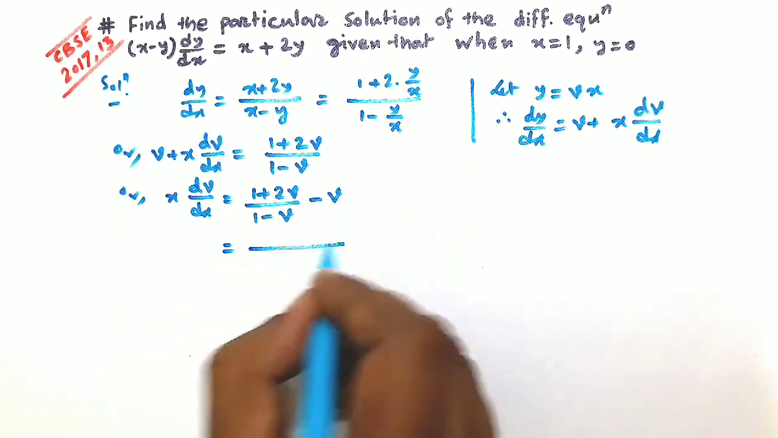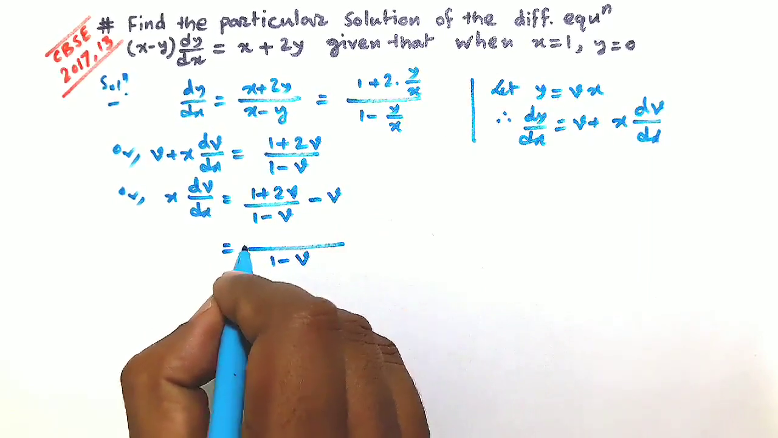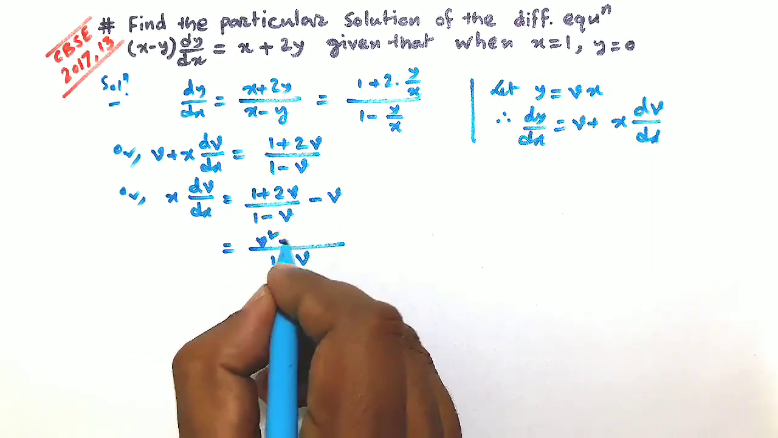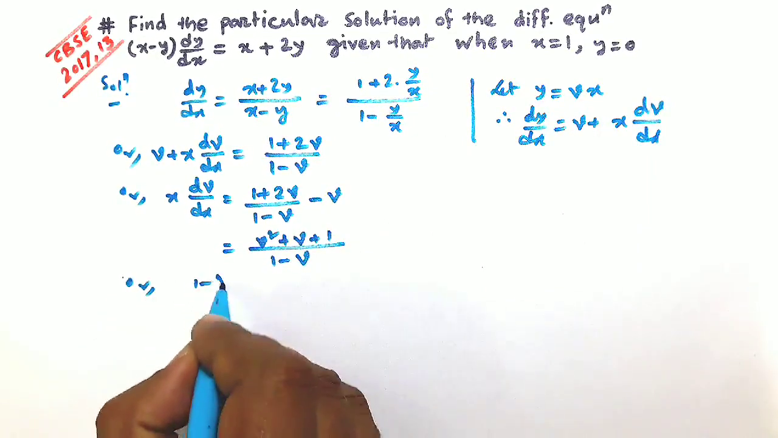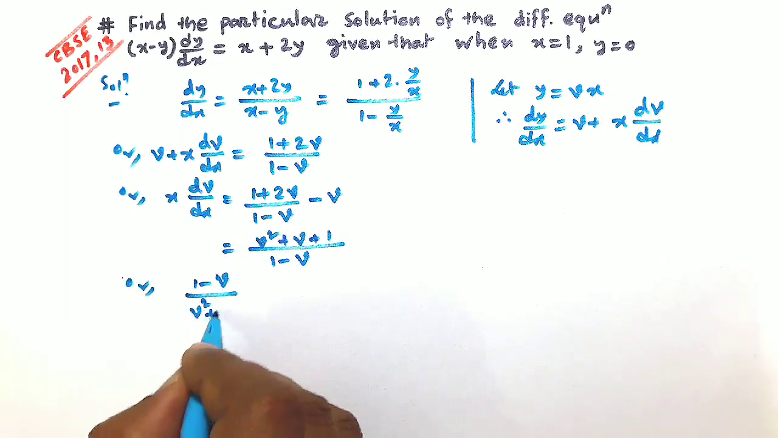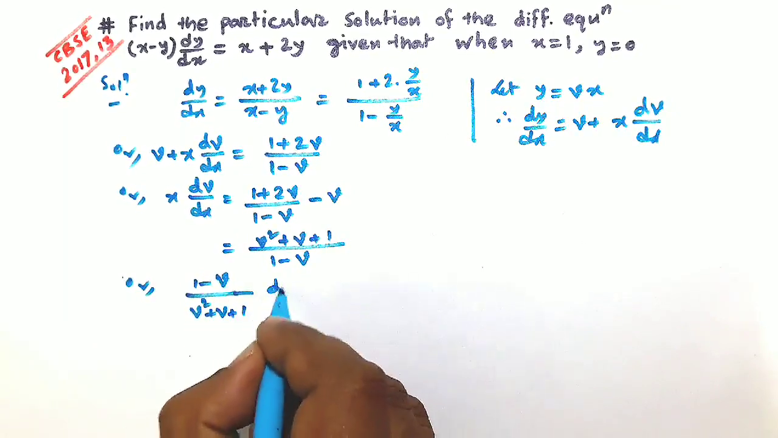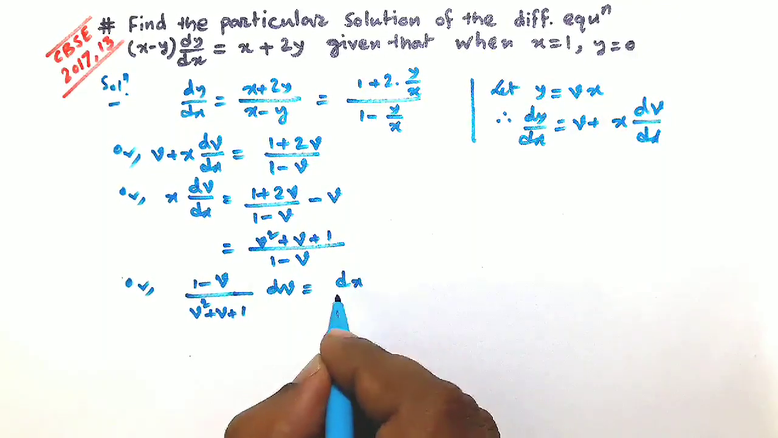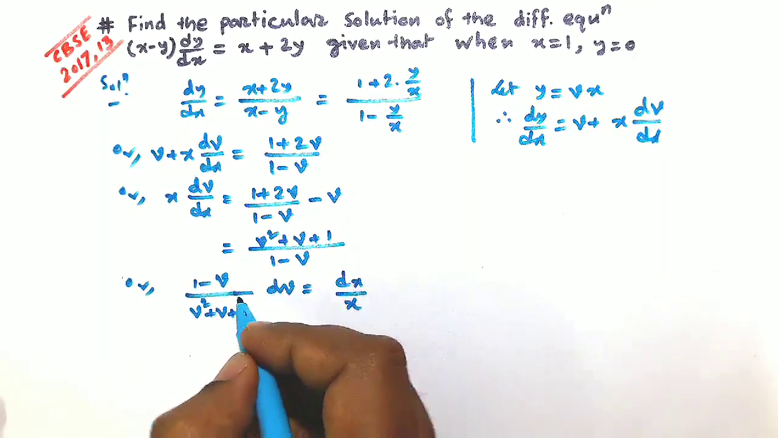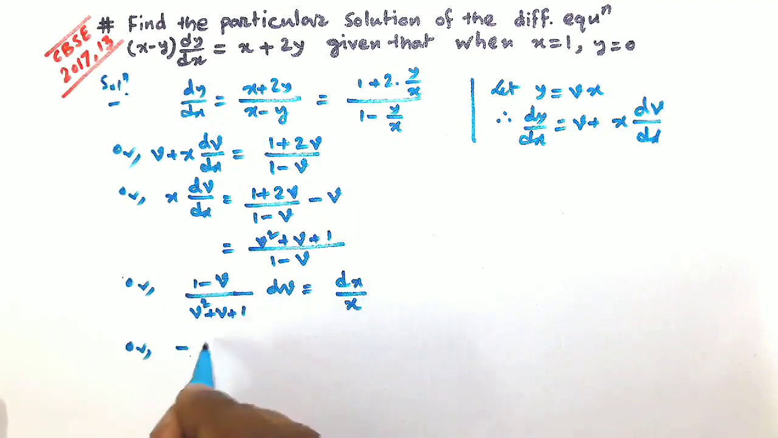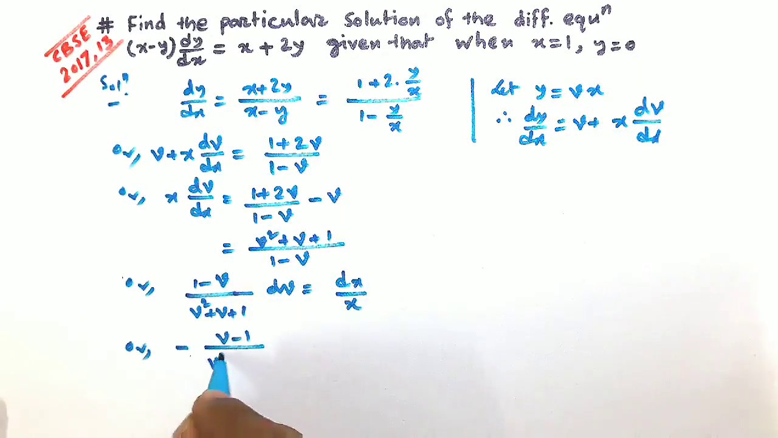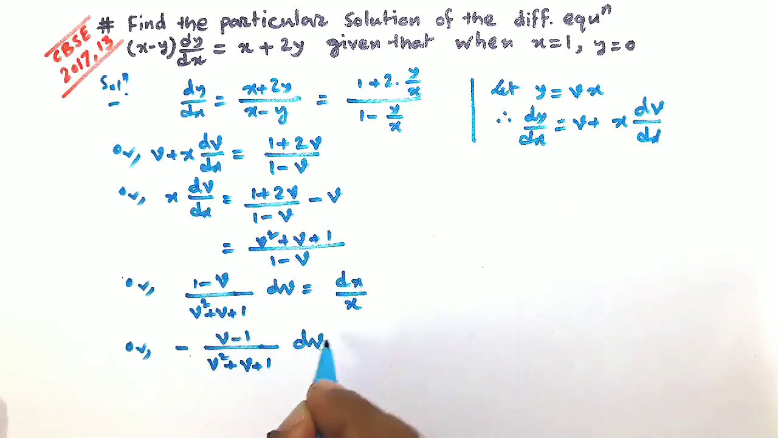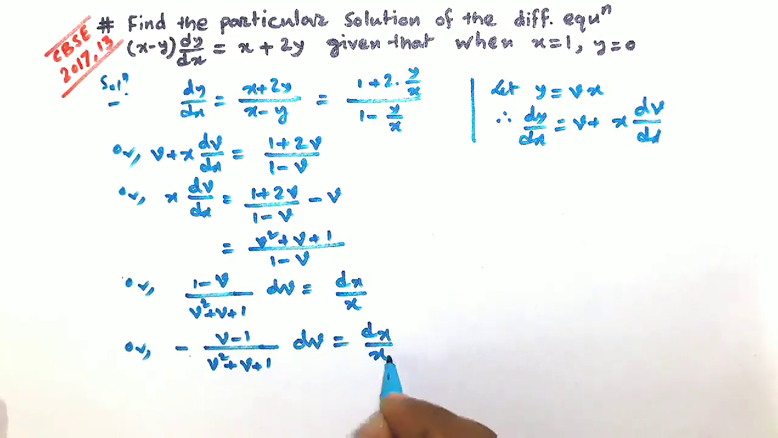So there is an LCM 1 minus v, so that we get v square plus v plus 1, or (1 minus v) upon (v square plus v plus 1) dv is equal to dx upon x. Friends, we can write it as (minus v minus 1), just we have taken minus common, and the denominator is v square plus v plus 1, dv is equal to dx upon x.